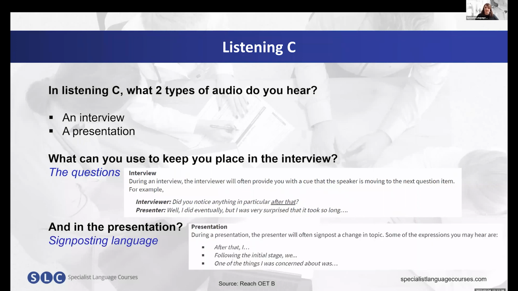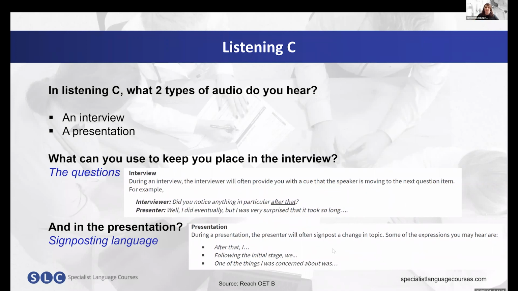So signposting language. In a presentation, the presenter needs to guide you through their presentation. They need to use signposting phrases to let you know when they're changing topic or when they're moving on to the next point. It's also important to notice that these phrases are slightly different to linking phrases that you might have in writing, for example.